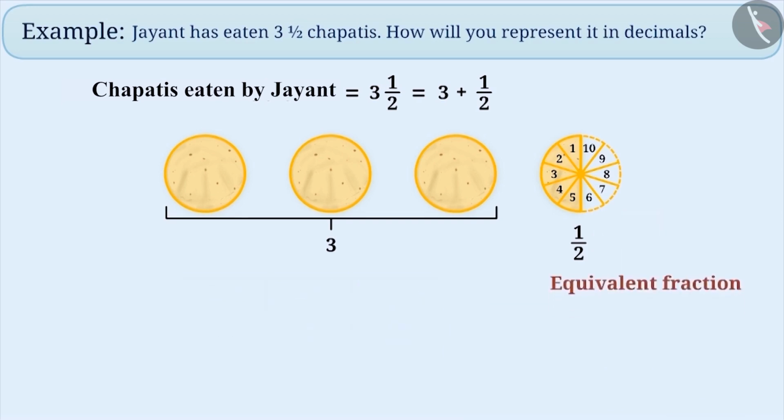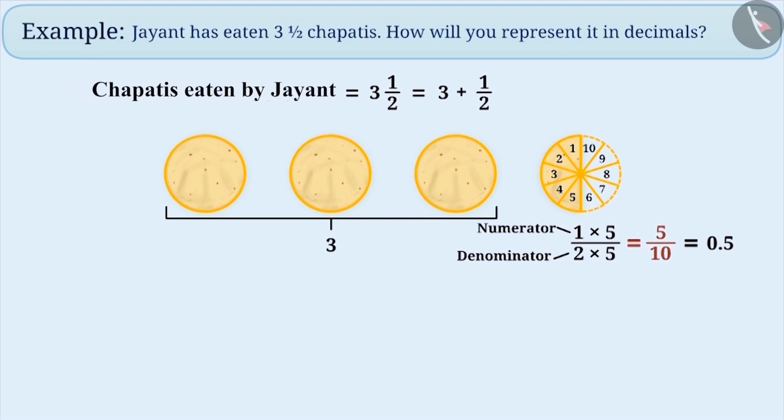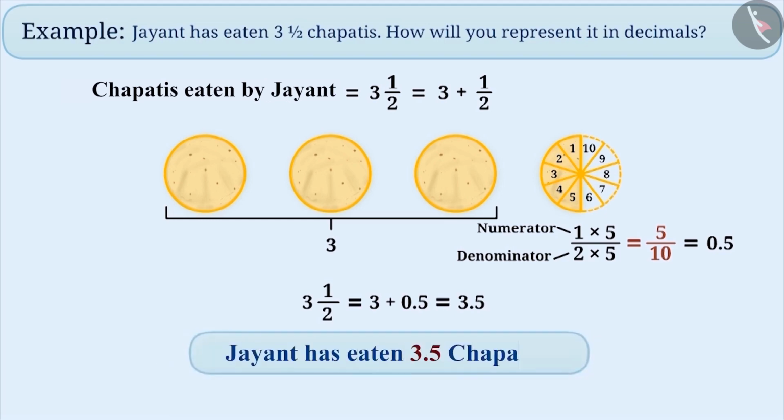There is one more way to find the equivalent fraction of 1/2. In order to do this, we will multiply the numerator 1 and the denominator 2 by 5. Therefore, we will get the equivalent fraction of 1/2 as 5/10. We will write this in its decimal form as 0.5. We can also represent 3 1/2 as 3 plus 0.5, that is 3.5. Thus, in decimal form, we can say that Jayant has eaten 3.5 chapatis.